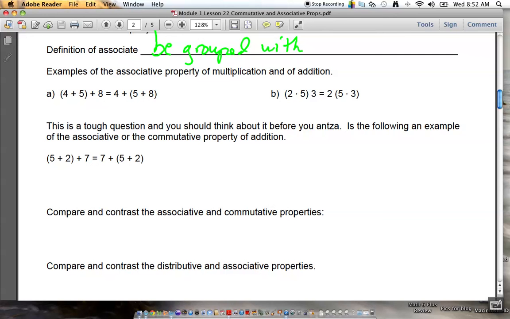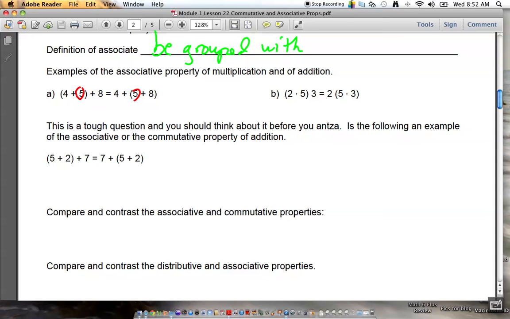So if you look at associating as being grouped with, and you remember that story about being grouped and your parents wanting to kill you at some point in your life, here the 5 is being grouped with the 4. But here the 5 is being grouped with the 8. Now first let's verify mathematically that this checks. What's 4 plus 5? 9, because I have to do parentheses first, order of operations. And what's 9 plus 8? 17. Let's do parentheses first here. What's 5 plus 8? 13. And what's 4 plus 13? 17. So either way, I get 17.